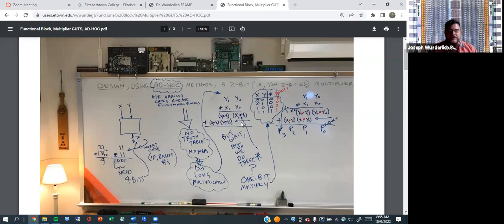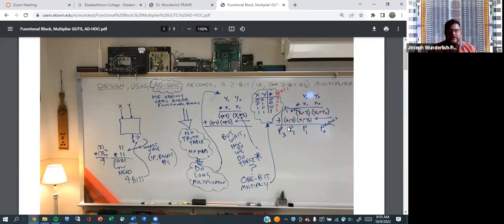And then you say, okay, how can we do something ad hoc? Well, first, how do we do a 1-bit multiply? Well, let's make a little table. X and y. 0 times 0 is 0. 0 times 1 is 0. 1 times 0 is 0. 1 times 1 is 1. What does that look like? Well, that's an AND gate. So we can replace now all of these multiplications with AND gates.